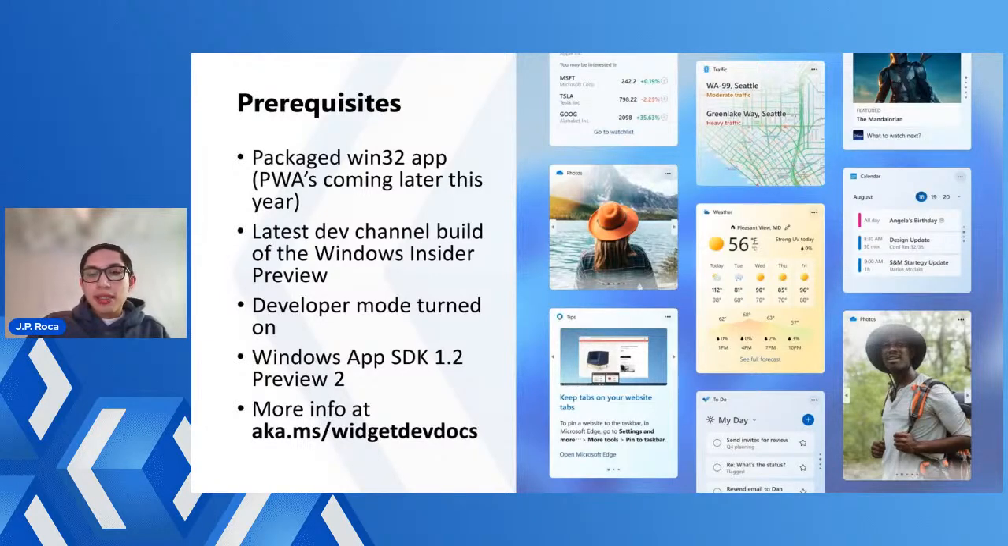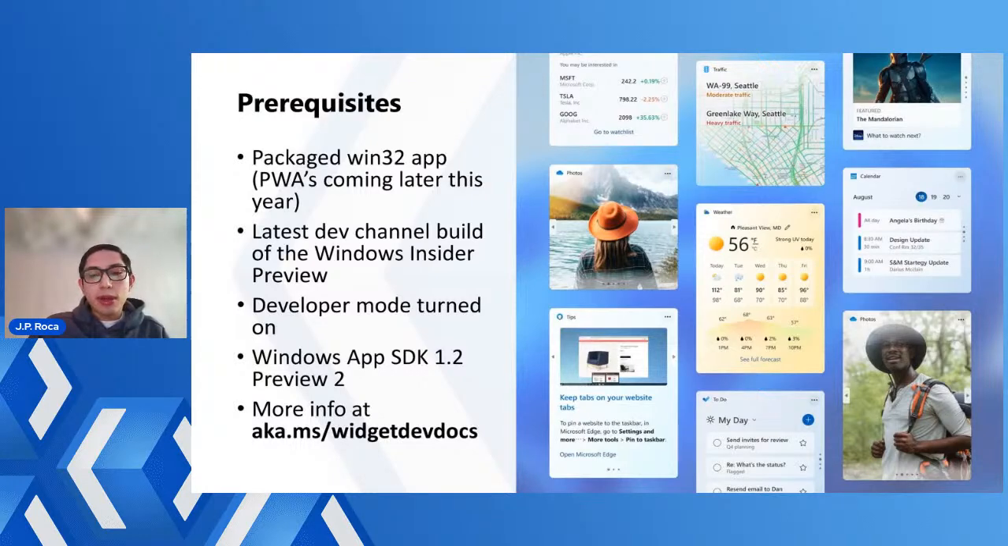Now, since this is a preview release, there are a couple of prerequisites that need to be met. So the first one is you need to have a packaged Win32 app. We will be adding support for PWAs coming later in the year. You must also be in the latest dev channel build of the Windows Insider Preview. Your system must have developer mode turned on. And of course, your app must also reference the Windows App SDK 1.2 Preview 2.